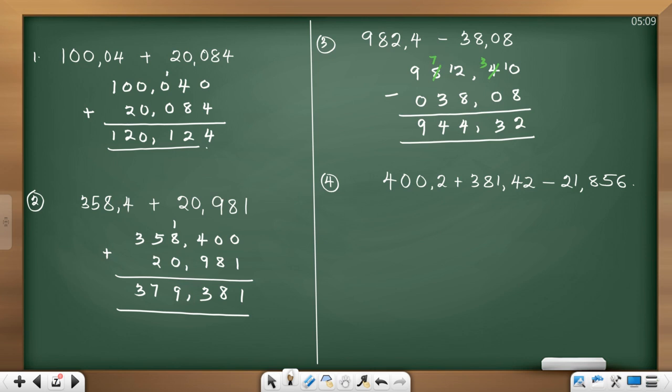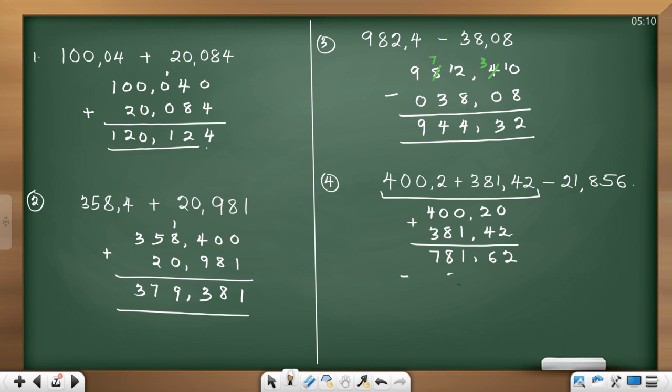Look at number 4. Oh, it's addition and subtraction. So we can move from left to right. I will do these two first. Okay, so what would I have? 400, 2, 381, 42. Remember, there's a 0 there. We add. Since we are adding, it's quite easy. 2 plus 4 is 6. My comma stays there. 0 plus 1 is 1. I have 8 there. And I have 7.